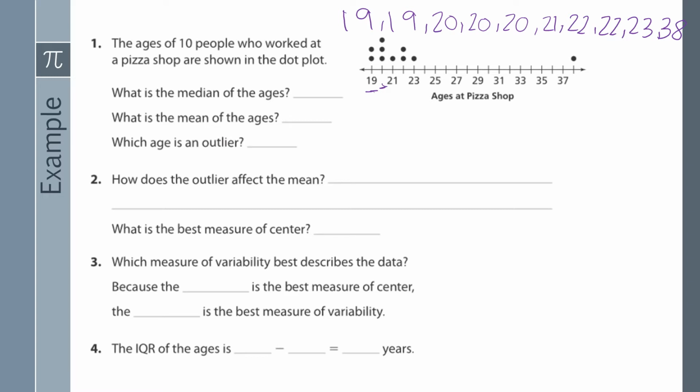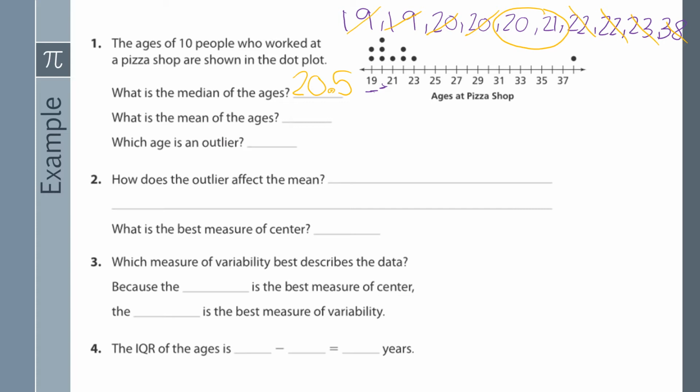So to find the median, remember, we just go left, right until we get to the middle value here. And we have 2 numbers in the middle, which means we have to find the average. So the average of 20 and 21 is 20 and a half, or 20.5. So that'd be my median.